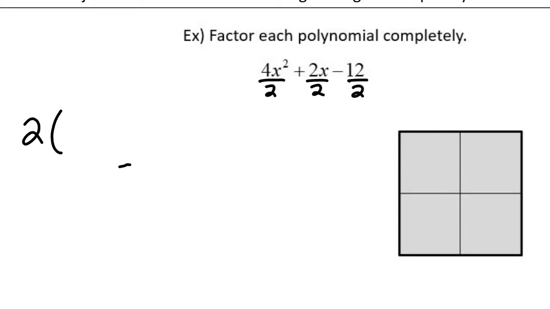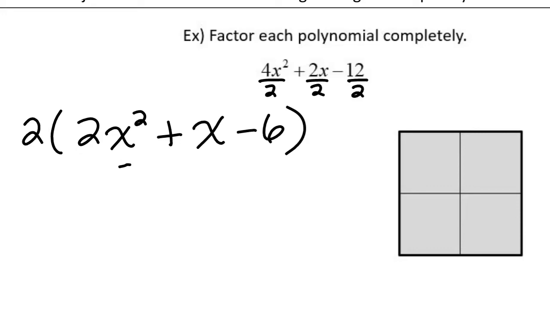Okay, so I'm going to take out my GCF of 2 and see what you have left over. 4 divided by 2 is going to give us what? 2. And then I'm left with the x squared. And then 2 divided by 2 is 1, so I'm just left with x. You could put 1x if you want to, but I'm just putting x. And then negative 12 divided by 2 would give us a negative 6.